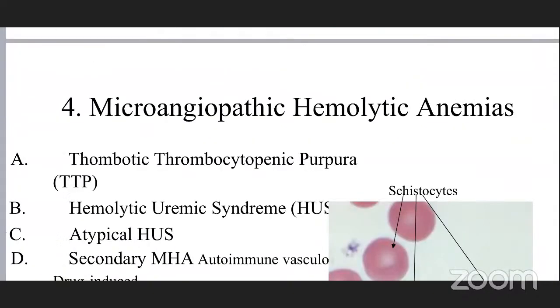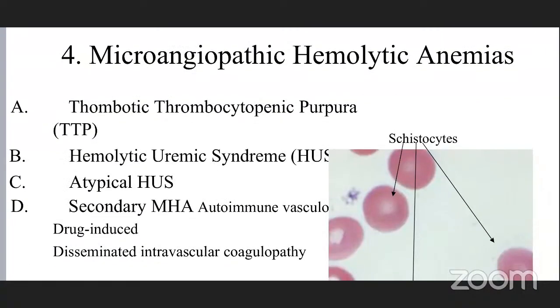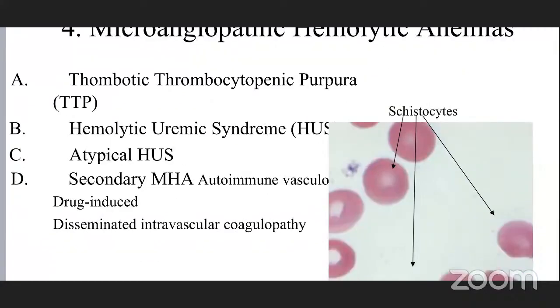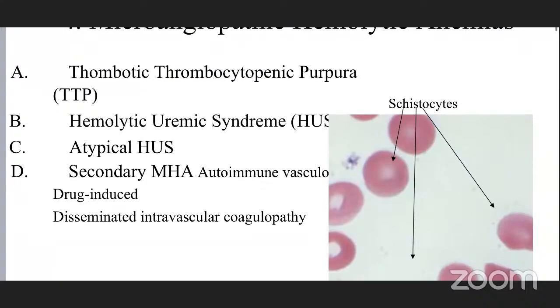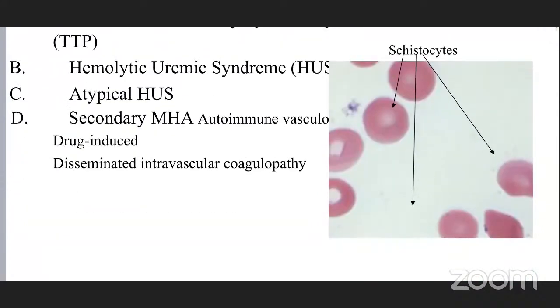Then we will continue with the microangiopathic hemolytic anemias. This includes what is called thrombotic thrombocytopenic purpura, or TTP. And also there is hemolytic uremic syndrome, HUS, and atypical HUS. There is also secondary MAHA, from autoimmune vasculitis, or it can be drug induced or caused by disseminated intravascular coagulopathy, which is DIC. So we'll talk in detail about TTP and HUS and atypical HUS and also about secondary causes. This shows the smear under the microscope.